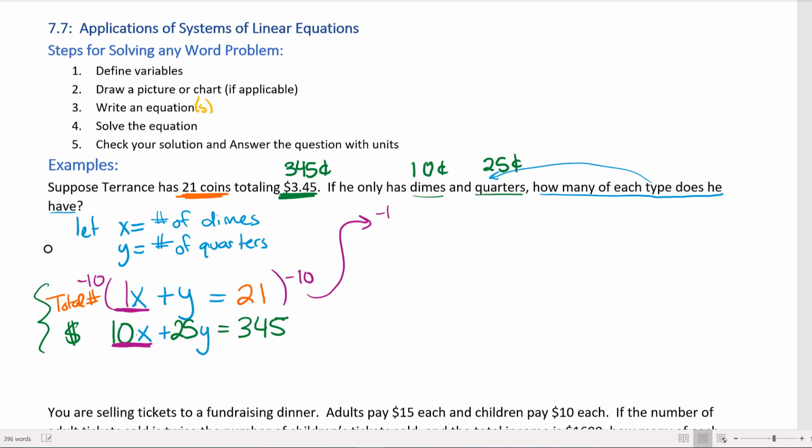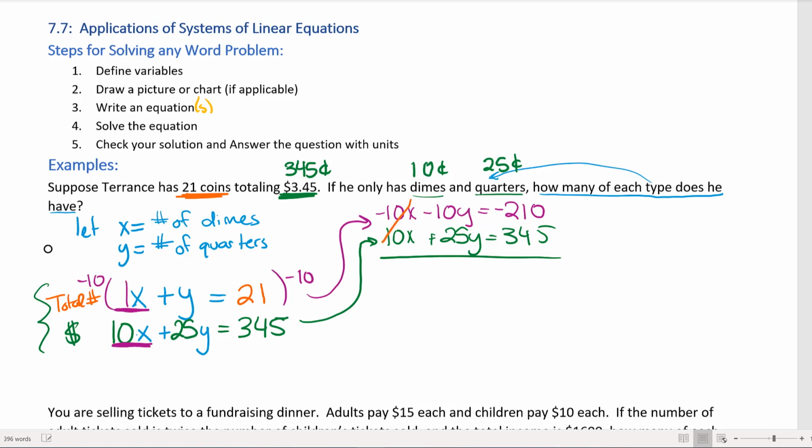Negative 10 times 1 is negative 10x. Negative 10 times y is negative 10y. Negative 10 times 21 is negative 210. If you need to use a calculator, go ahead and do that. The second equation already has a positive 10 right where I want it. So I'm not going to redo anything with that equation. I'm just going to write it right up underneath it.